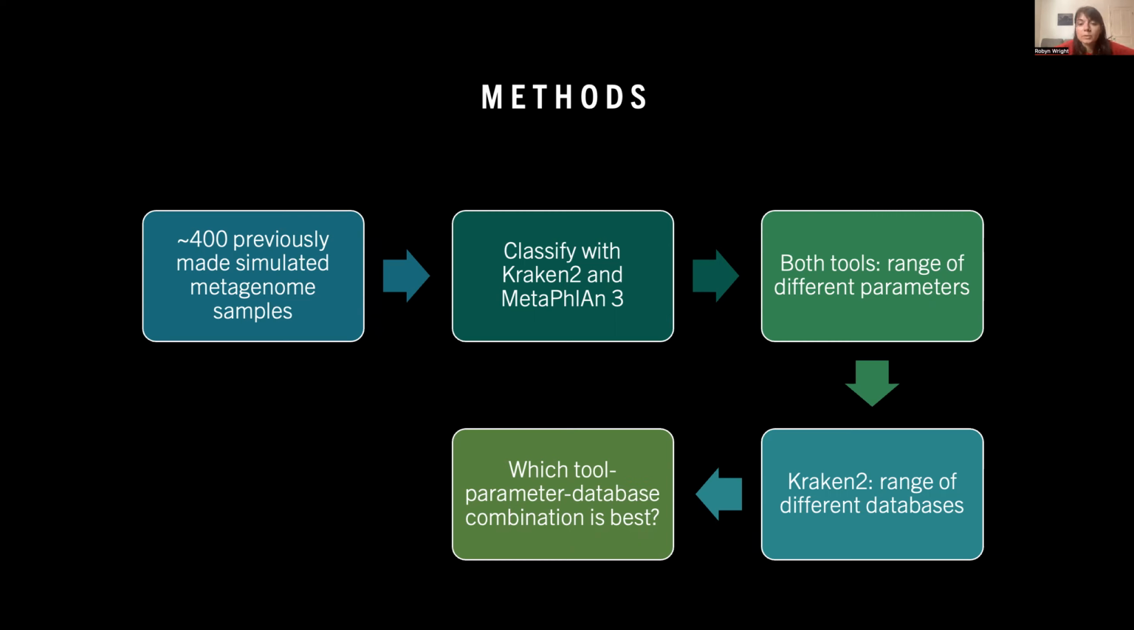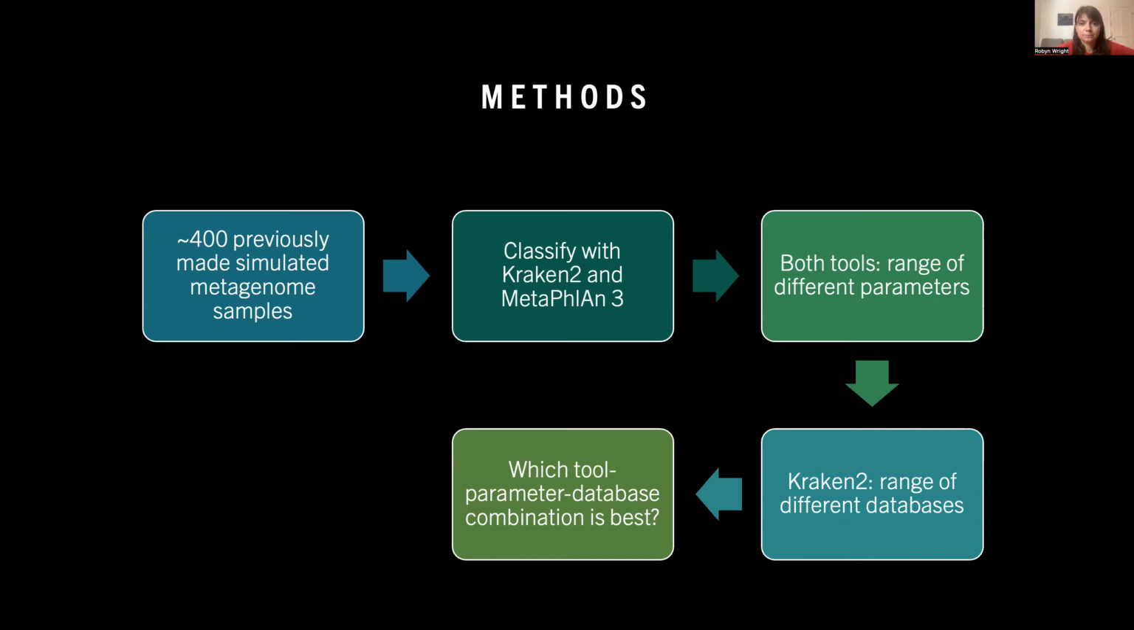We tested out almost all of the tool parameter database combinations that we could, and we took a really deep dive into Kraken 2's confidence threshold, and this gave us above 60,000 taxonomic profiles for us to analyze. So we were hoping that in doing this, we could answer this question of which tool parameter database combination is best. And in order to explain the parameters and databases that we used, I need to explain a little bit about the tools first.